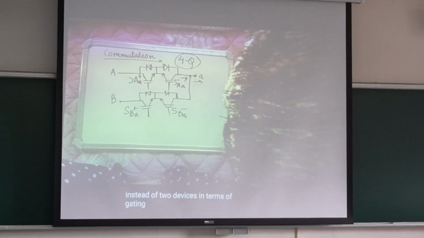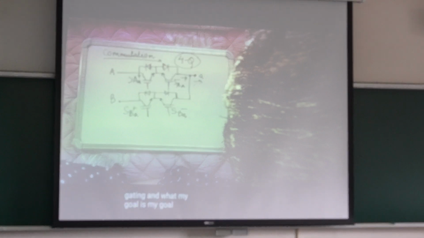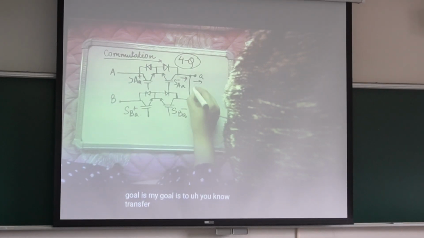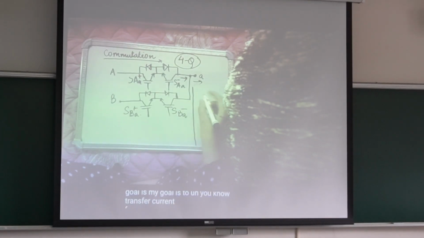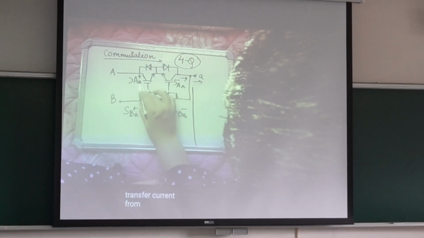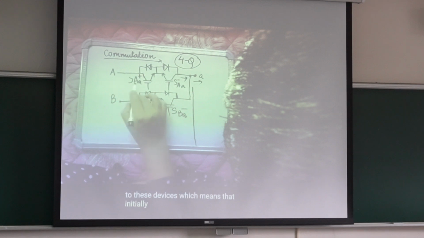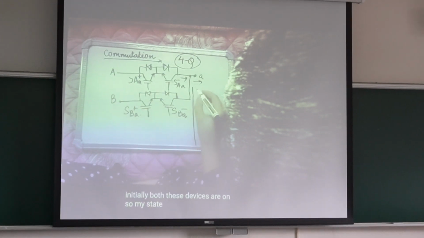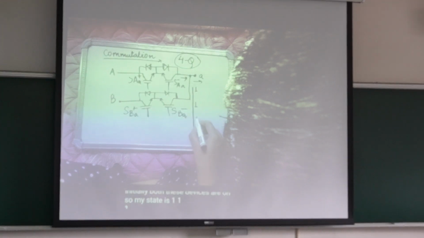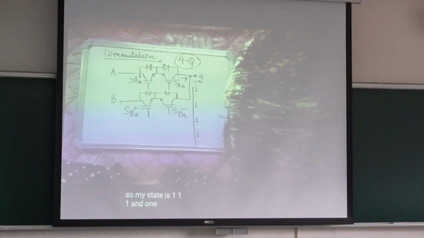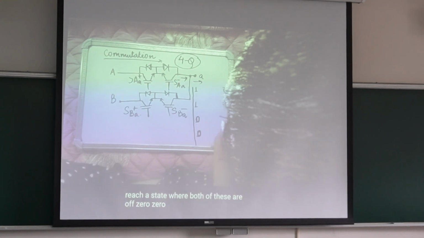Now you have four devices instead of two in terms of gating. My goal is to transfer current from these devices to these devices, which means that initially both these devices are on. So my state is 1, 1, and these are off, 0, 0. I have to eventually reach a state where both of these are off and the others are on, 0, 0, 1, 1.